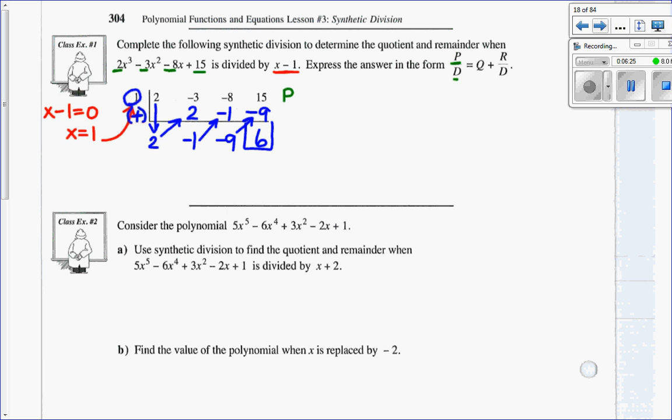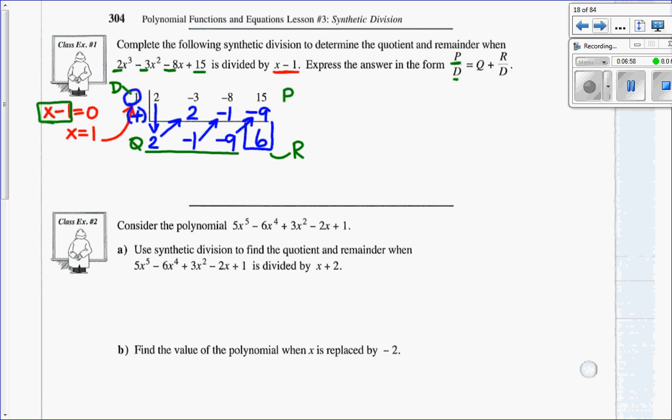Our answer, when we divide, is called the quotient. Maybe let's write it on this other side so that we don't get it mixed up with our remainder. So our quotient is this part here. This is our remainder, and this number out front here was our divisor, but keeping in mind that our actual divisor was x minus 1. That whole part. Okay, so now we're going to write the P over the D.